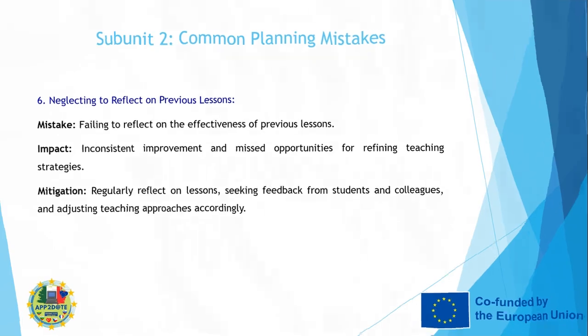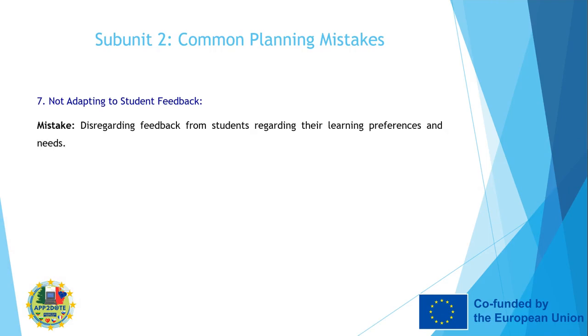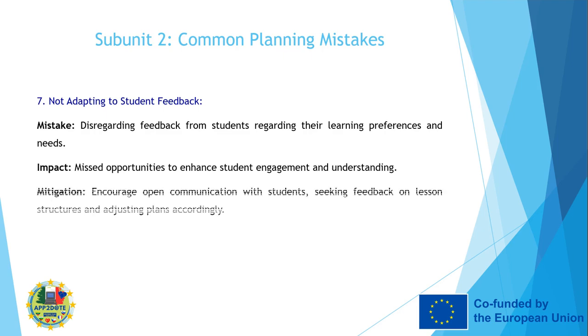7. Not adapting to student feedback. Mistake: disregarding feedback from students regarding their learning preferences and needs. Impact: missed opportunities to enhance student engagement and understanding. Mitigation: encourage open communication with students, seeking feedback on lesson structures and adjusting plans accordingly.